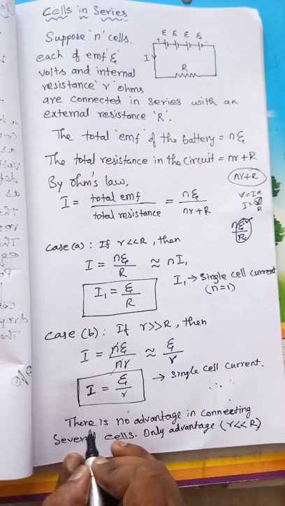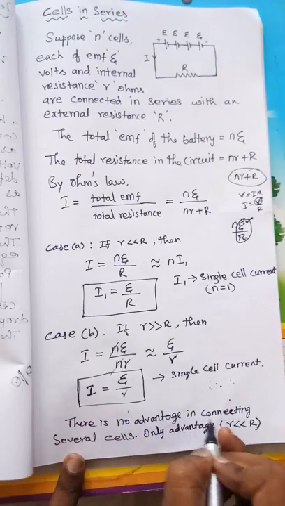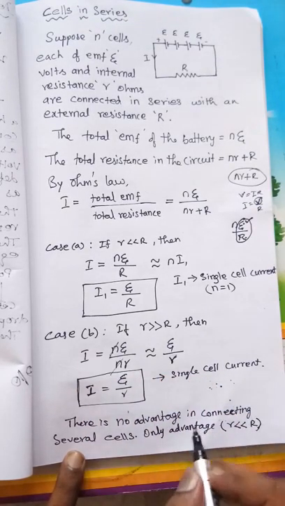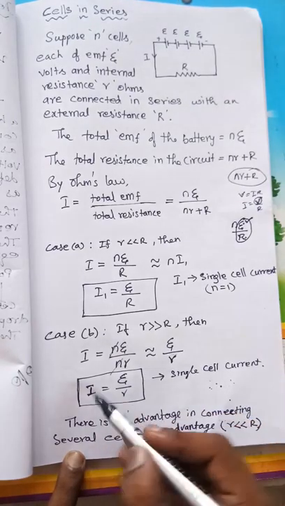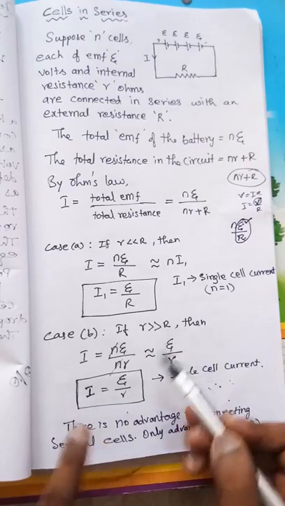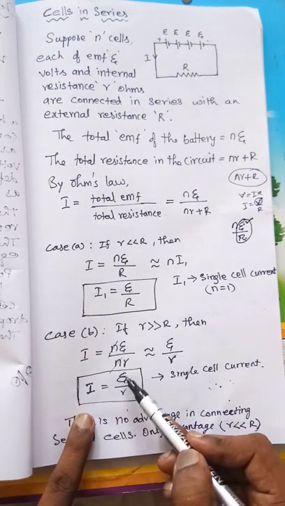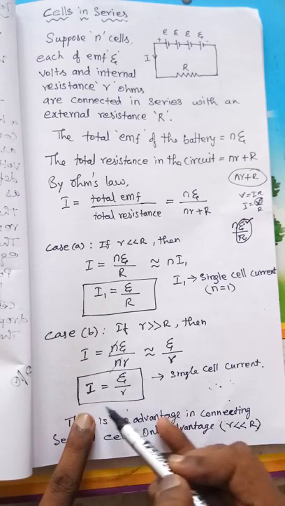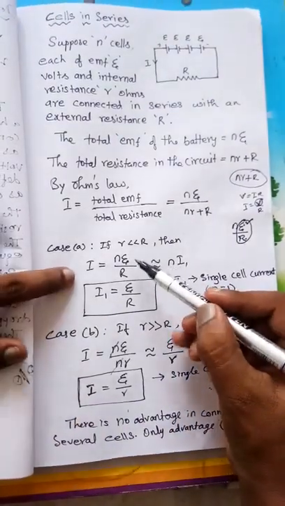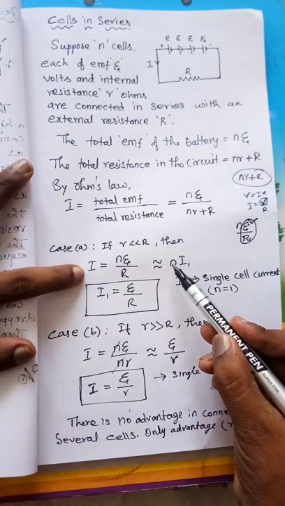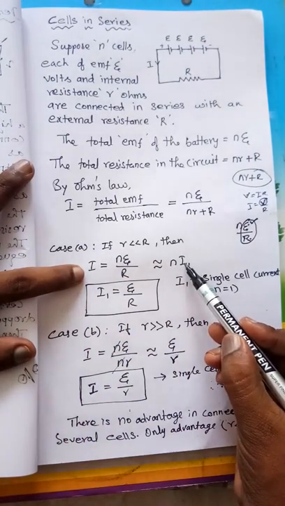Here, very important: there is no advantage in connecting several cells. If we connect several cells, there is no advantage because small r is greater than R, so you get epsilon by r, that is EMF divided by r. This current has no change. Suppose r is very much less than R, then the current increases by that number of times.